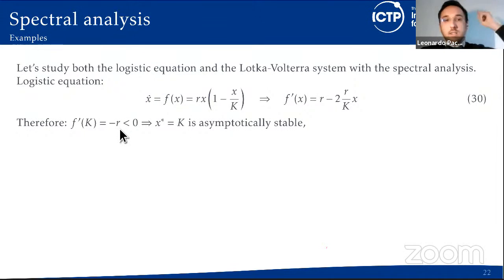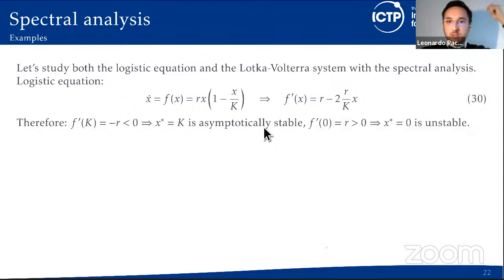And so looking at the theorem that I've shown you before, this means that the non-trivial equilibrium k is asymptotically stable. On the other hand, if we compute this derivative in 0, which is the other equilibrium of the logistic equation, we get r, which is positive. And so we can again conclude that 0 in this case is an unstable equilibrium.